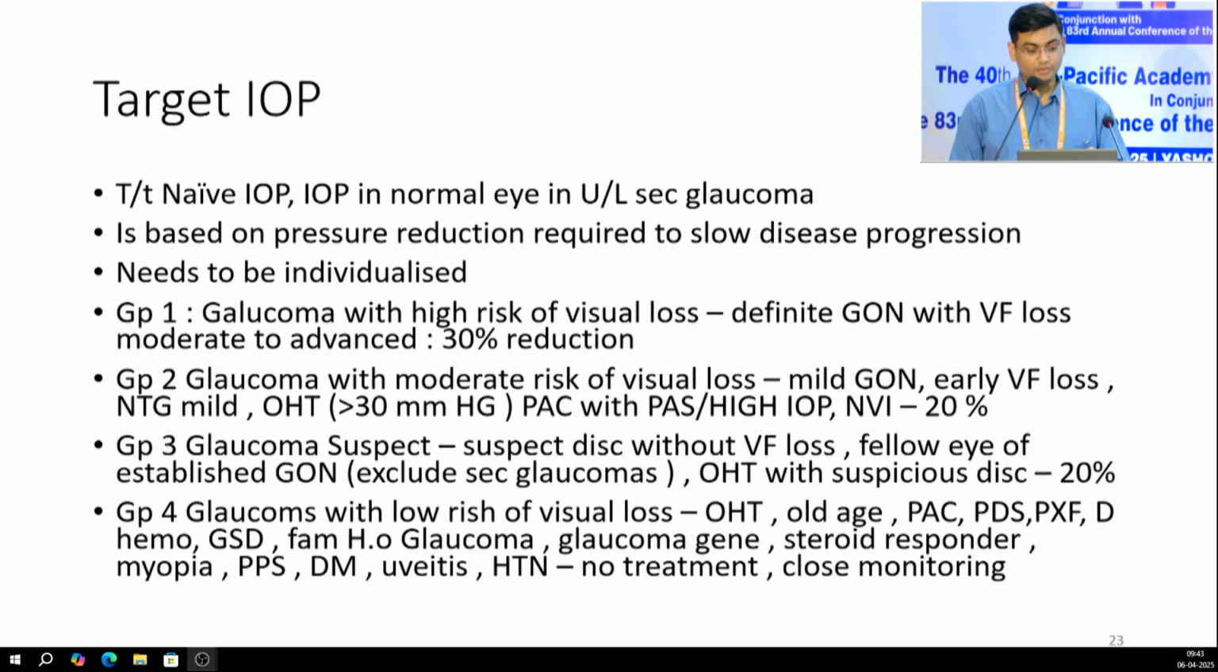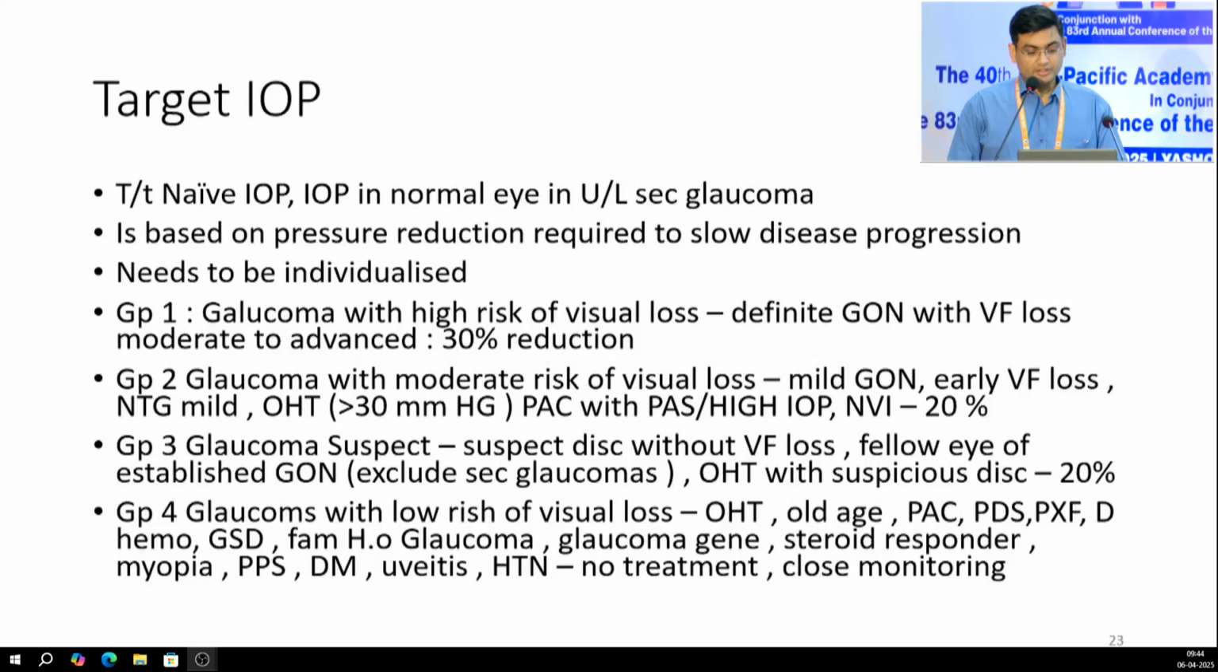So the target IOP, what is target IOP? In a treatment naive patient, record the IOP of the patient when he is coming to your OPD. And it is based on the pressure reduction required to slow down the disease progression. So we have 4 groups of glaucoma, where the first group is having a high risk of visual loss. That is, definite optic neuropathy can be seen with visual field loss. So we have to reduce the IOP by around 30%. That is like lower teens.